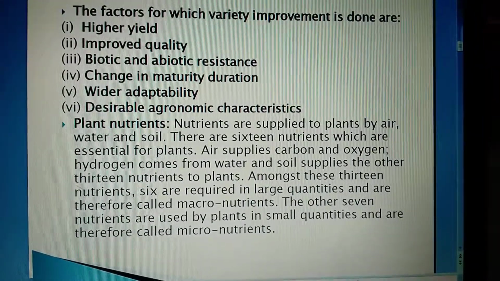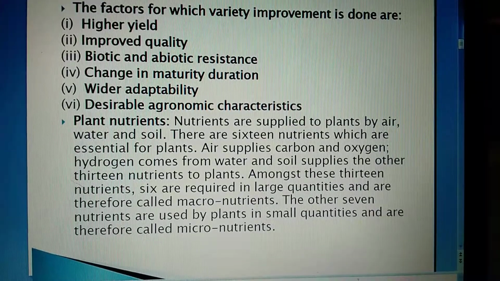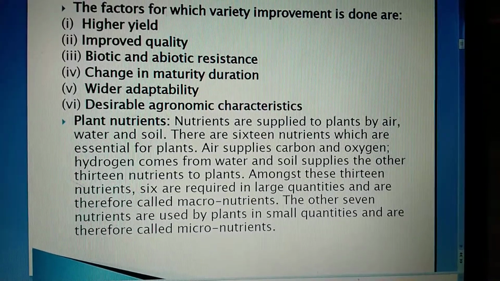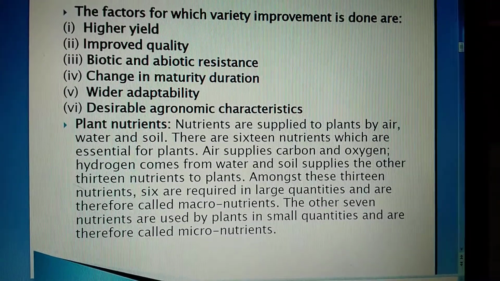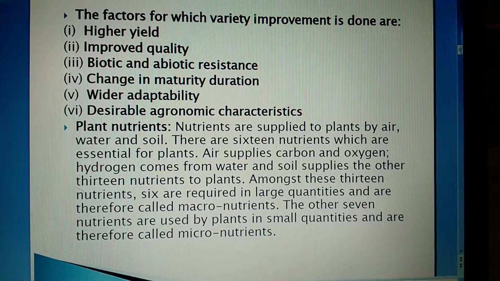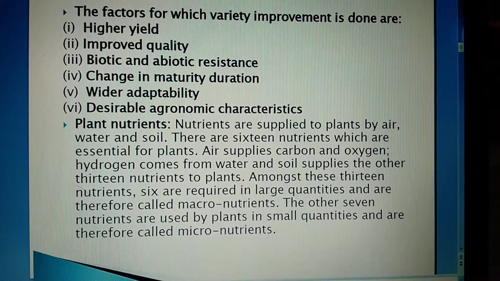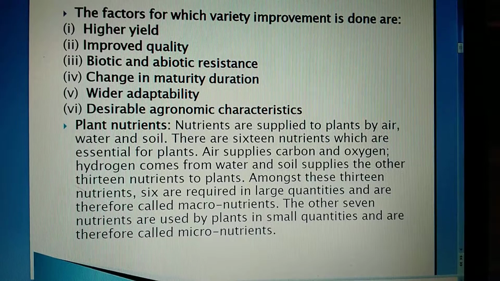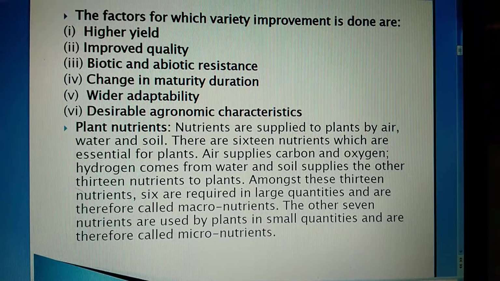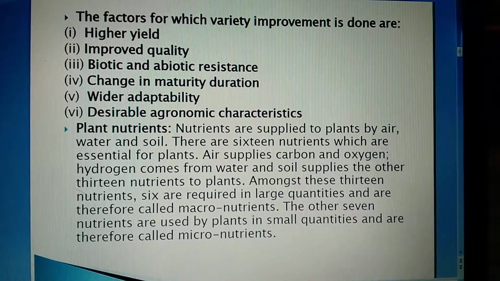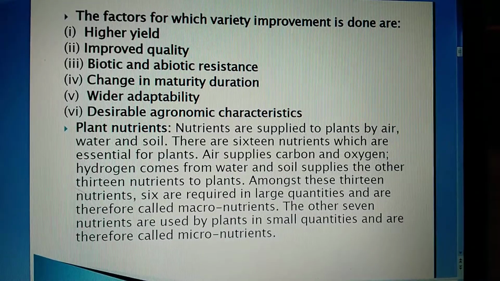That's all with the strategies that are required in the improvement of variety of crop. In the next video, we will be studying crop production management. What are the other measures that are required for the better production of a crop?